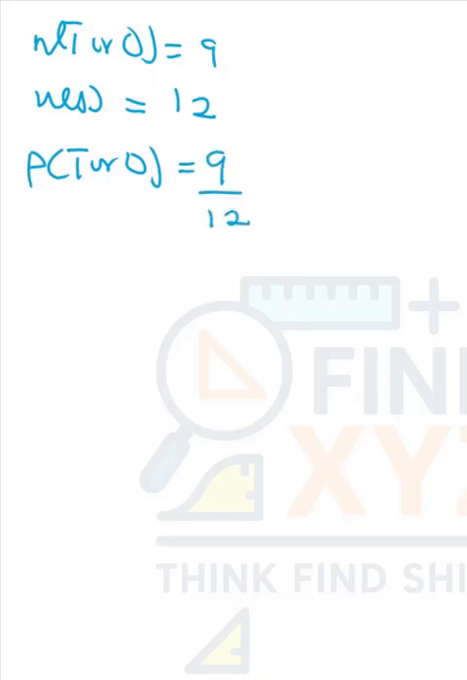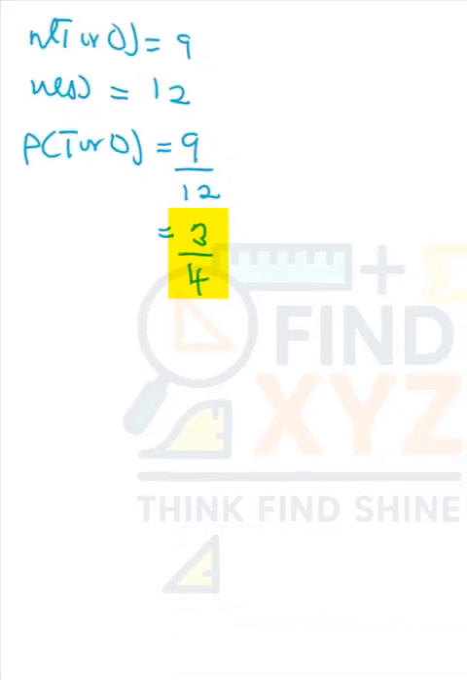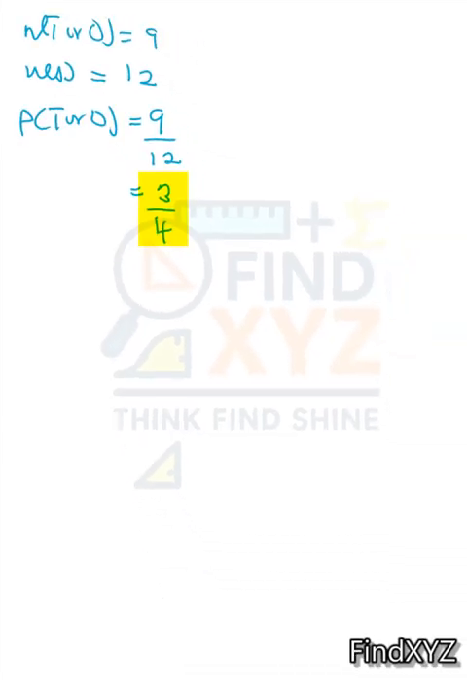And you can always simplify. How many 3 are in 9? That will give us 3. And how many 3 are in 12? That will give us 4. So the probability of getting a tail or an odd number is 3 out of 4. That is a very high probability. Then the last part, the C.